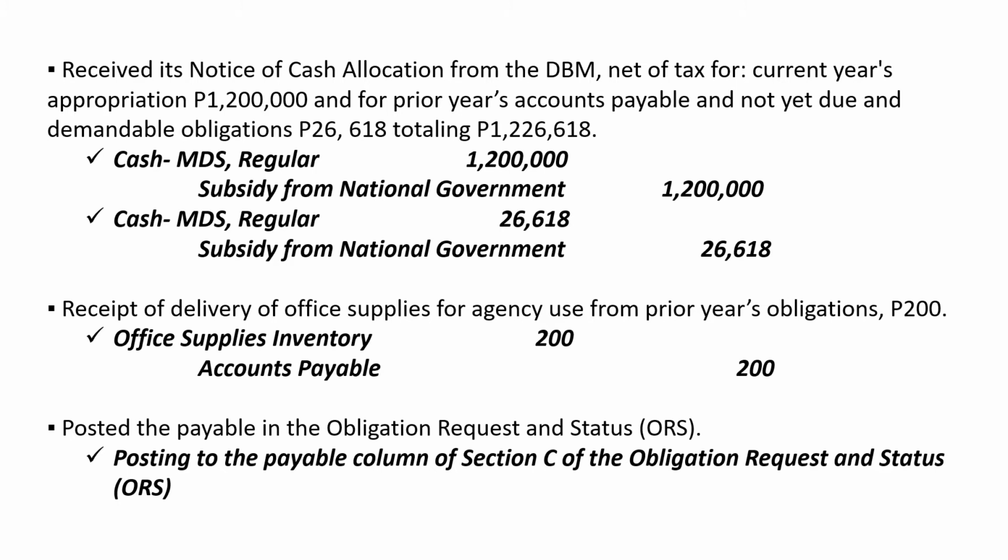Okay, so the next transaction, receipt of delivery of office supplies for agency use from prior years obligation, and that is 200. We will recognize the delivery of office supplies by debiting office supplies inventory 200 and crediting accounts payable 200. Next transaction, posted the payable in the obligation request and status. So again, we will record this in the column of section C of the obligation request and status, ORS.